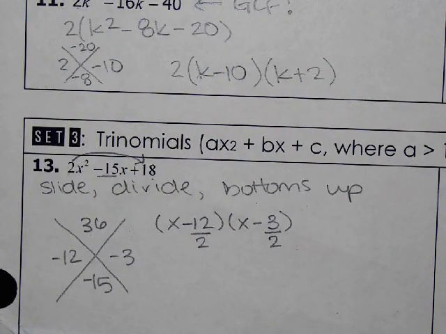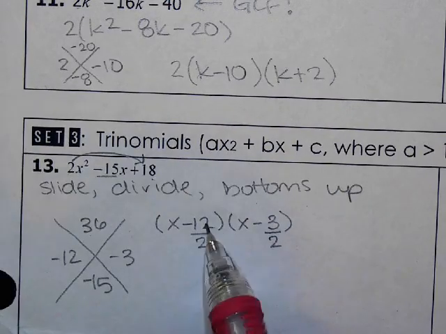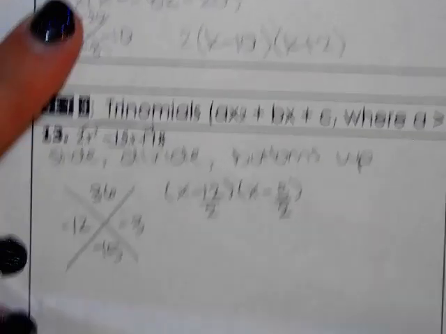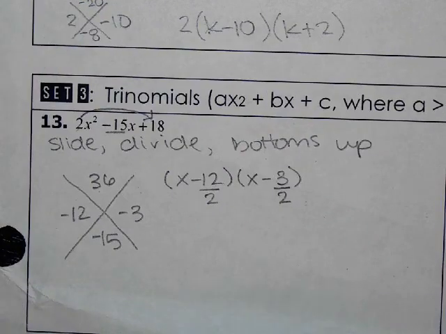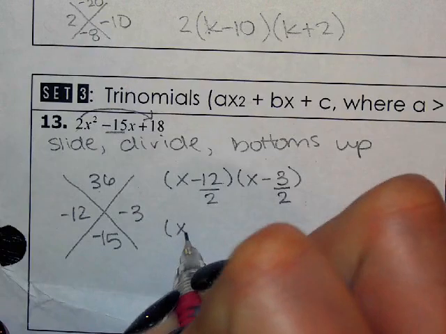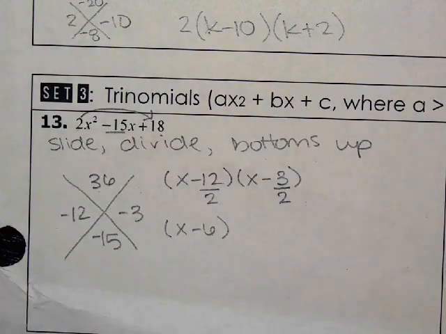Now, if those fractions, because that's what we just did, we made fractions, if those fractions can simplify, you do so. So 12 over 2, can that be simplified? Yes, what can it simplify to? 6. So we got x minus 6. And if it cannot simplify, that's when you do the bottoms up.